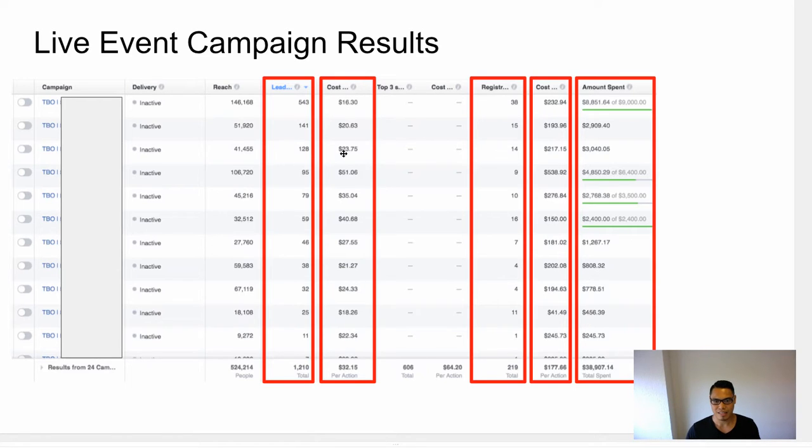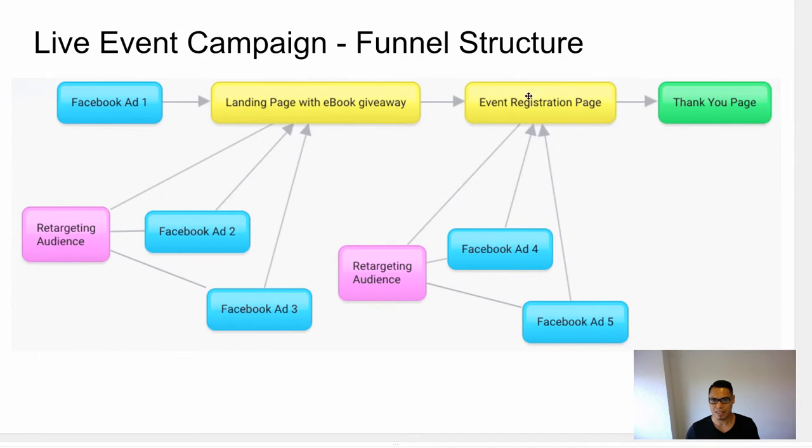Okay, that's the cost per lead. Now with the registration, this is the registration column right here. If I go back to the funnel, the event registration page, these are the people who landed on the event registration page and put in their details, and they are interested in attending a live event. So that's what we call the registration.